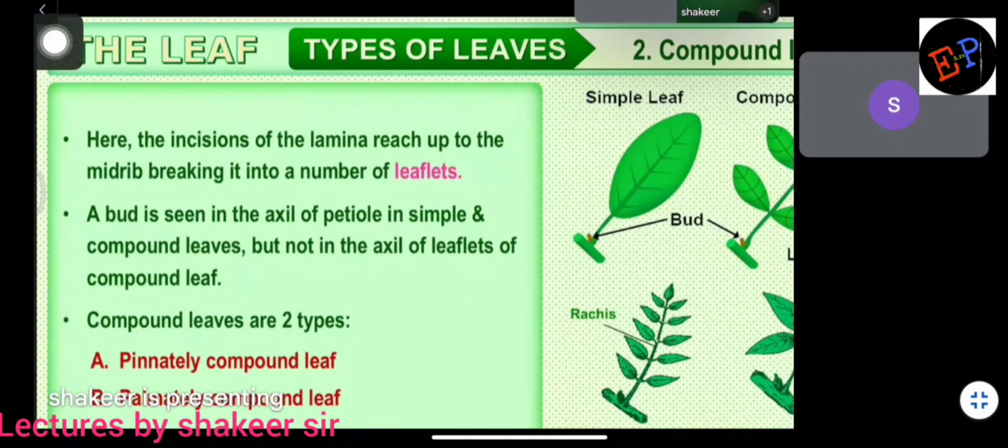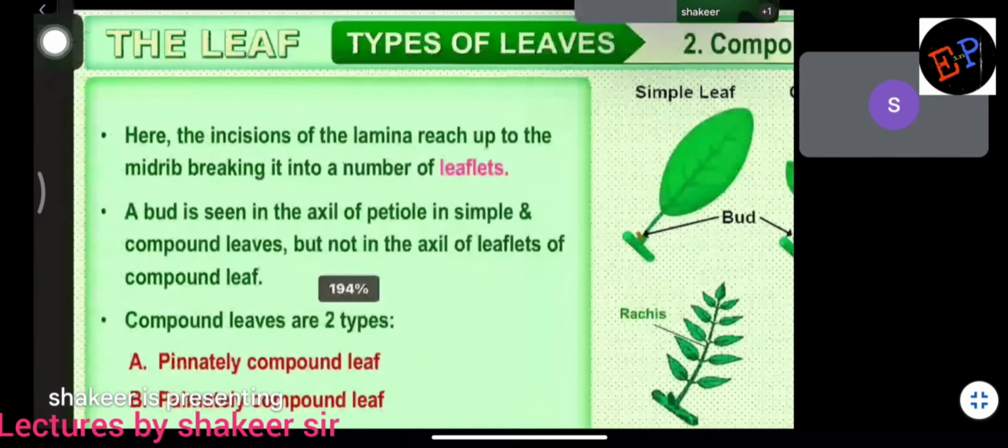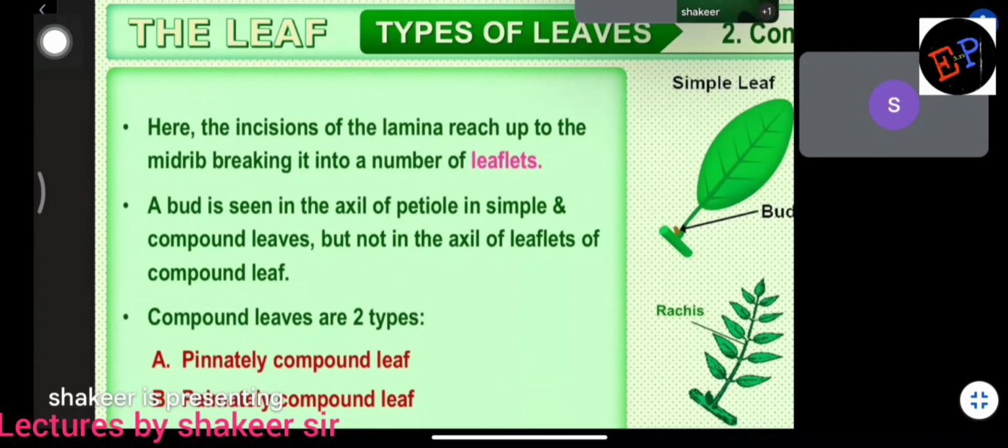Compound leaf means the incisions of the lamina reach up to the midrib, breaking into a number of leaflets. Okay. So therefore, a small branch of neem is not actually a branch, that is completely a leaf. And what kind of leaf is that? You can call it a compound leaf. And what is that supporting structure which is passing through the middle? That is called the midrib. Are you able to understand more? So incisions are the end points of all the leaflets. They come and join the middle. They connect with the midrib itself. That type of leaf you can call a compound leaf. Are you able to understand more?